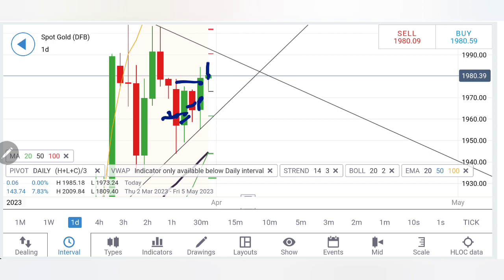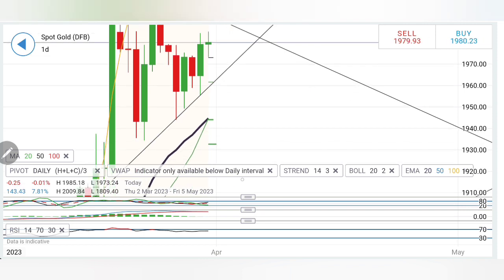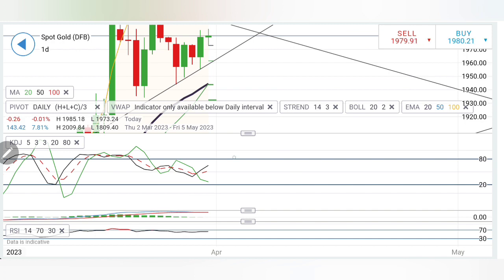Yesterday it gave a breakout, and thus I expect it to continue with the bullish momentum probably today also, and hence 1985 should be a good level for you to take a buy entry. At the same time, remember, if it stays below 1965 and 60, stay short, and we are going to look forward to a very sharp drop.